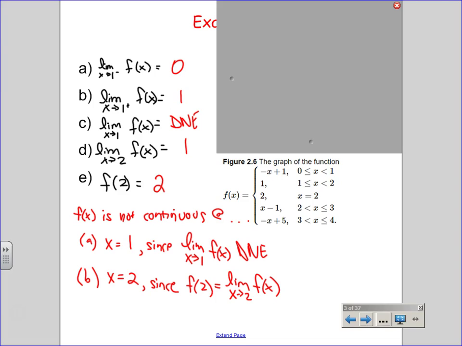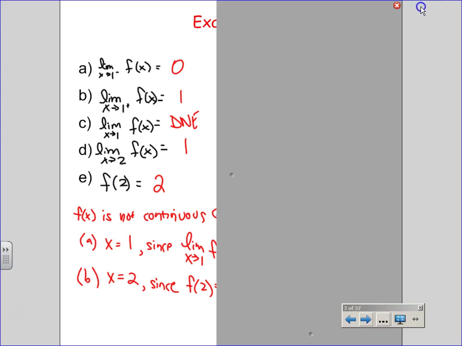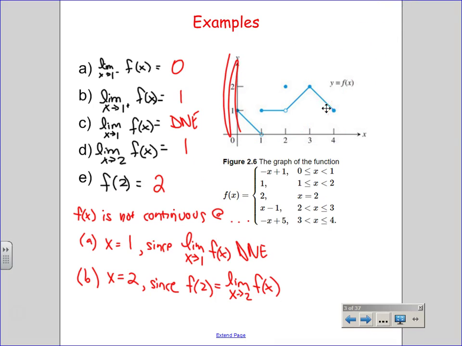Okay, cool. Did you need the graph? Nope. If you needed the graph, get really good at graphing piecewise functions fast. Sad day. Okay, let's keep going.